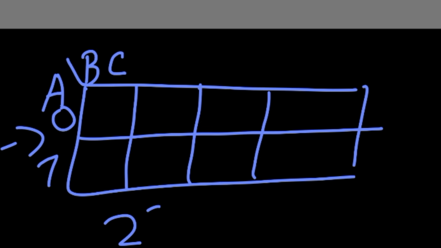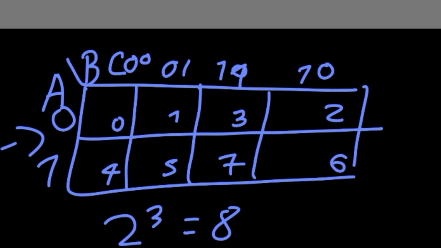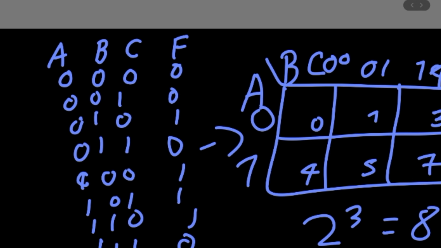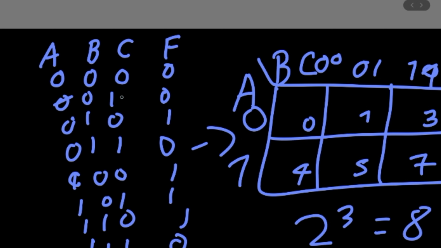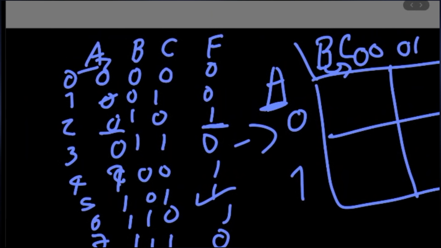As 2 to the power 3, it tells us to make 8 groups. So let's see, 0 0 0, 0 1, 1 1, 1 0. So it is 0 1 3 2 4 5 7 and 6. This is the numbering. Now let's put the 1 where it is. Rather than filling each and every gap, we just put the 1. Where is the 1? So let's draw the K-map here, looking at the truth table.